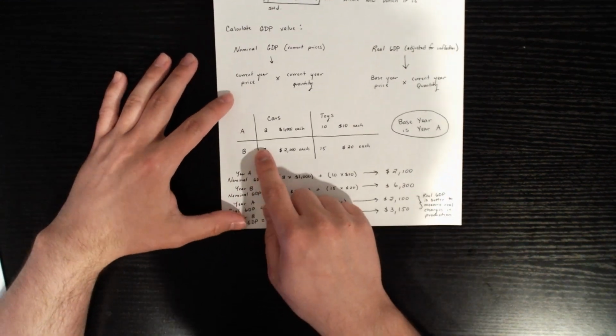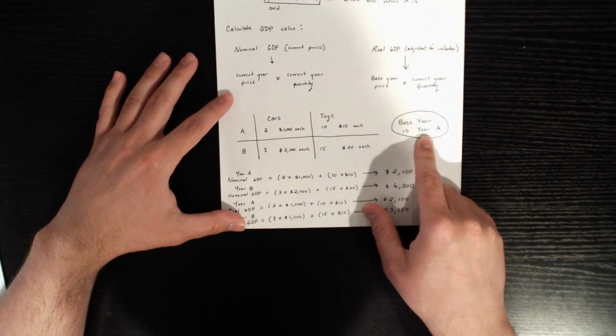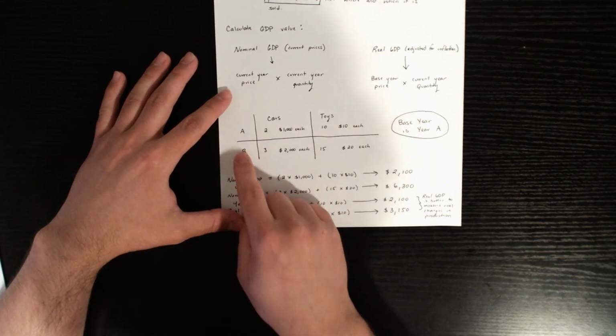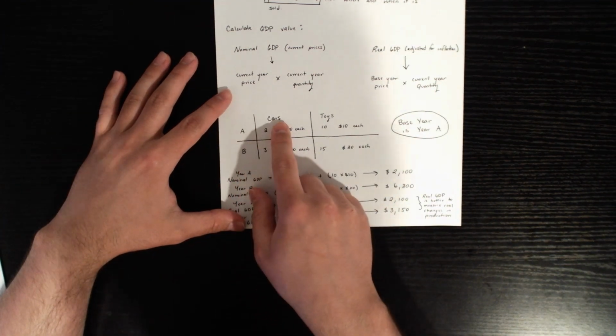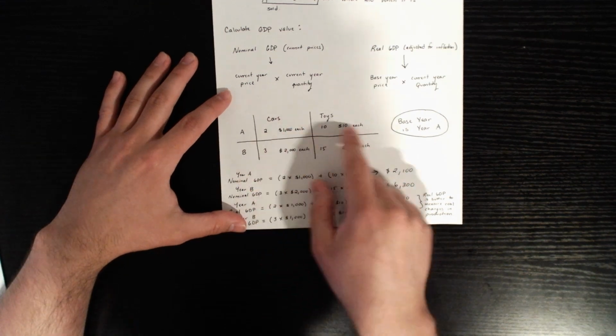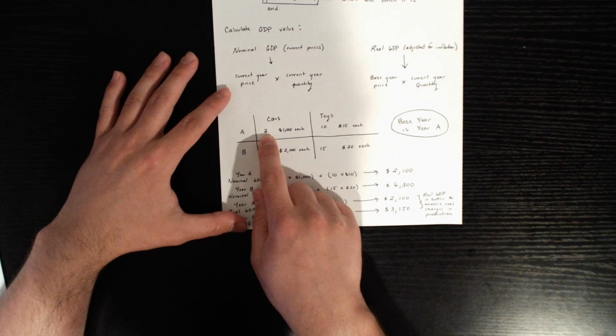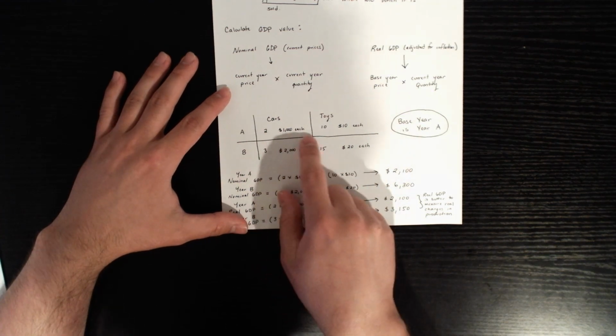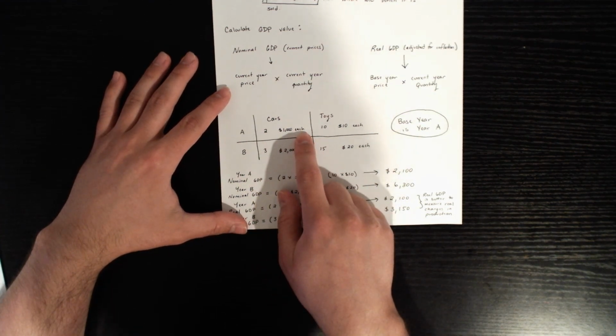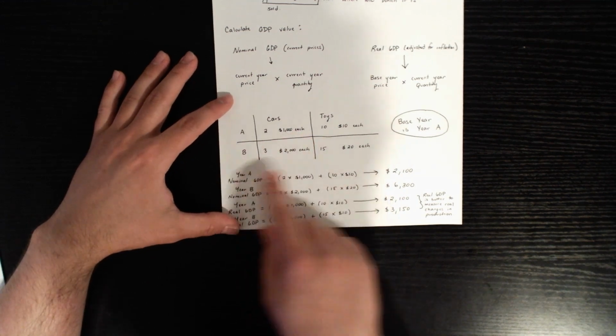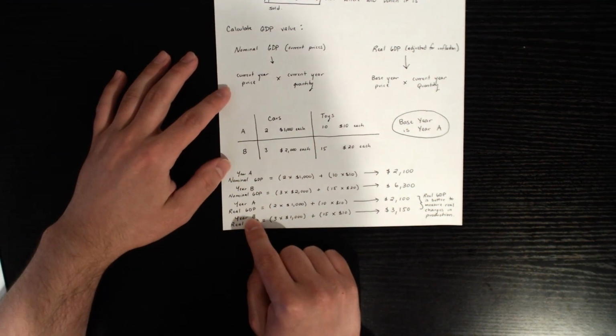Here we have an example, and you see it says the base year is year A. So here we have year A and year B. And in this economy, we're only producing cars and toys. So year A, this is the amount of cars that they produced and how much each one was valued at. So let's calculate nominal and real GDP.